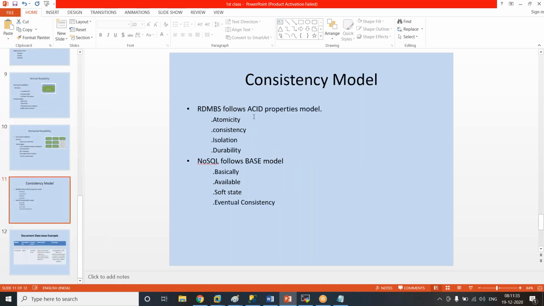I'll talk about what the ACID properties are, and what the BASE model is. So atomicity, what exactly is atomicity? Atomicity makes sure that every transaction should not be left in a half-done status at any point of time. A transaction either rolls back or rolls forward. It should not be left in a half-done status. Consistency, what is consistency?